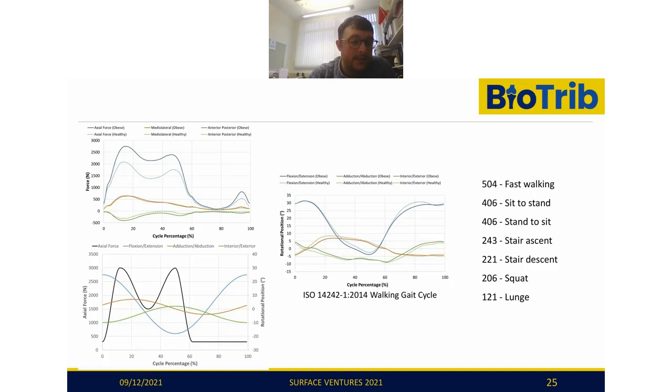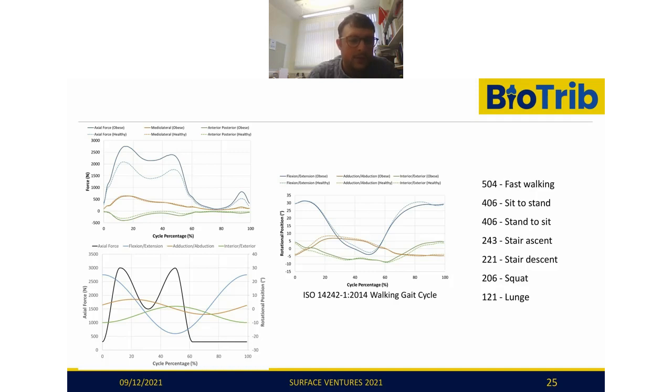Essentially what we see is that the gait profiles themselves are very different to the standards that we use. The bottom image here is an ISO 14242 walking cycle, and the walking cycle that we received from the patients was very different and didn't really represent what the ISO standards were asking for. The loading was lower, and from a tribological point of view you might think that if the normal load is lower, your wear is going to be lower. Well, the data that we got contradicts that.